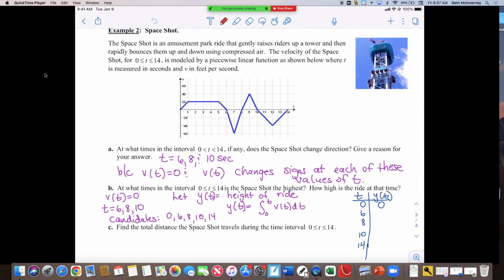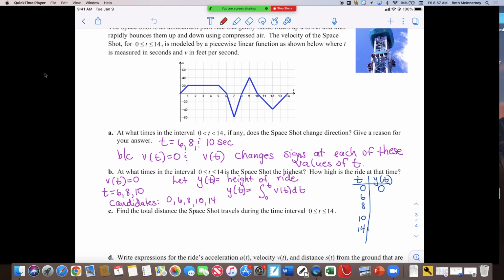This was the Space Shot. It's an amusement park ride. So in part A, we found the Space Shot changed directions at times 6, 8, and 10 because that's where the velocity was 0 and the velocity changed sign.